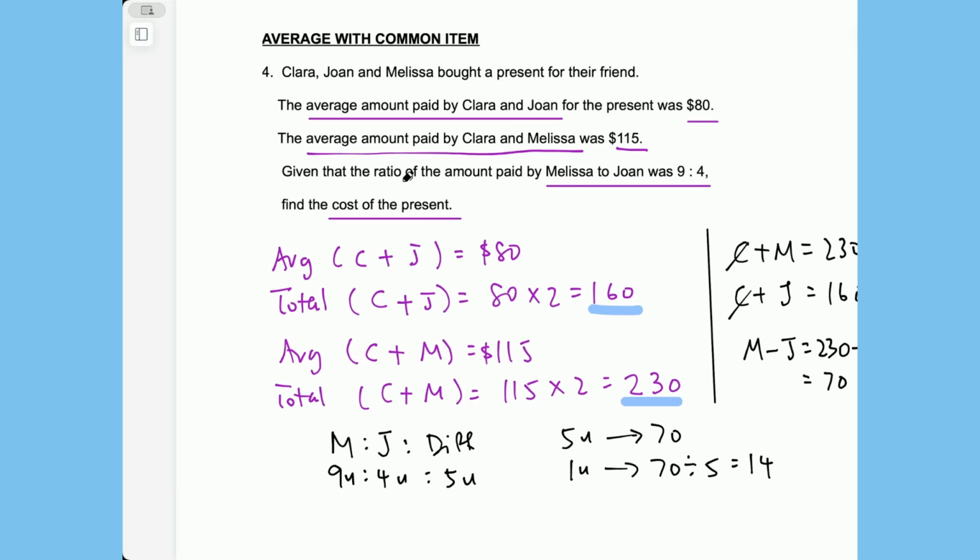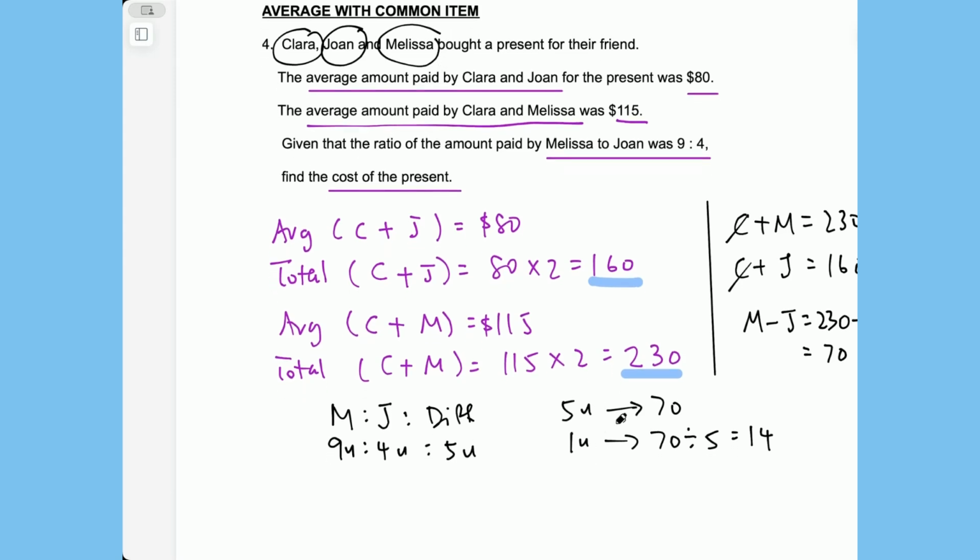Now they want the cost of the present. So for the cost of the present, we need to find out Clara plus Joanne plus Melissa and add together. That will be the cost of the present. So how do we do that? We already know that 1U is $14. So let's find out Melissa. Melissa is 9 units. So 9 units will be 14 times 9. That's 90 plus 36, which is 126.